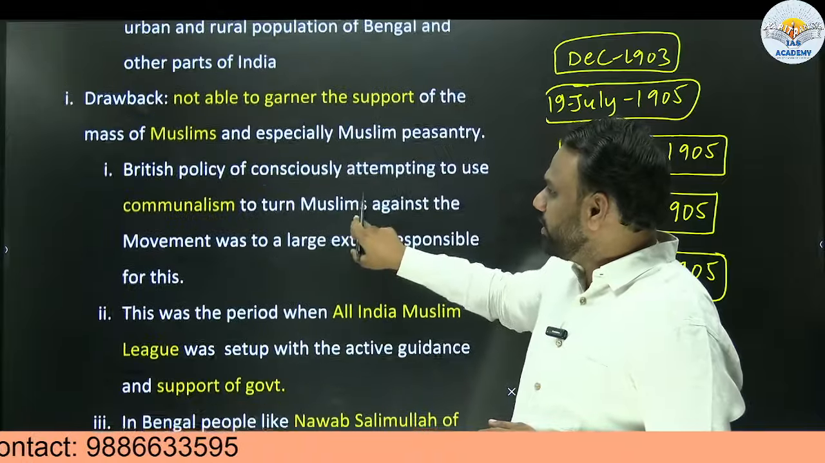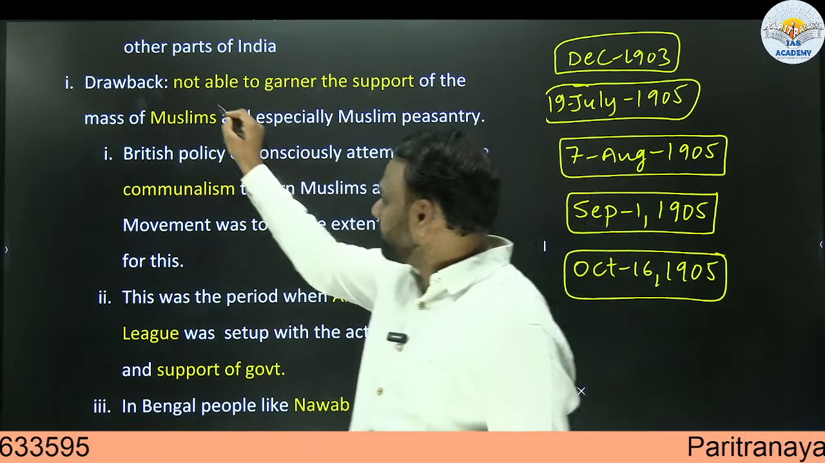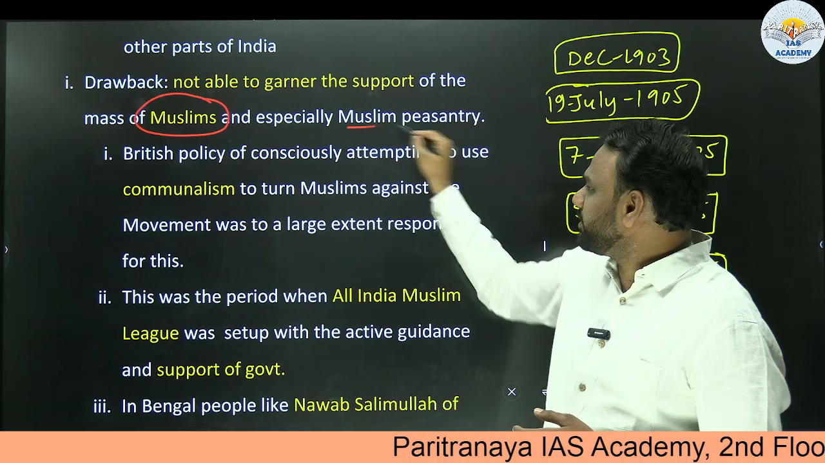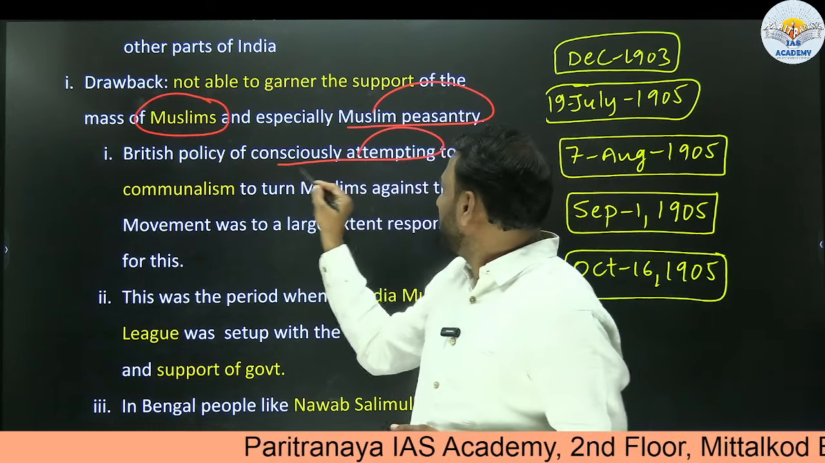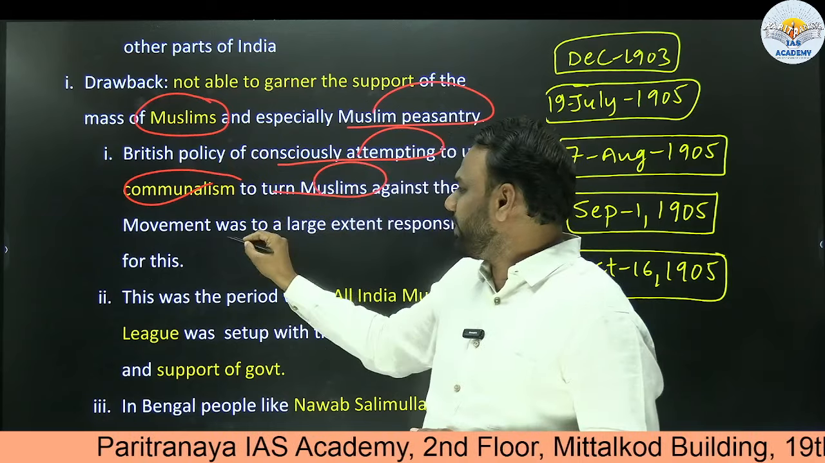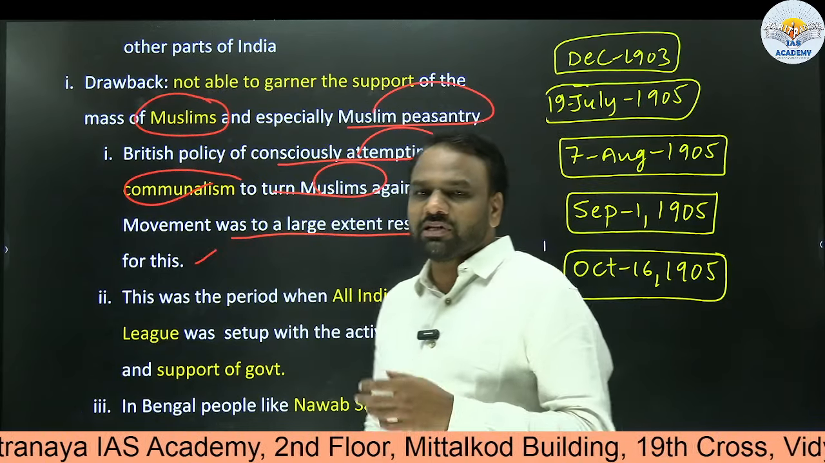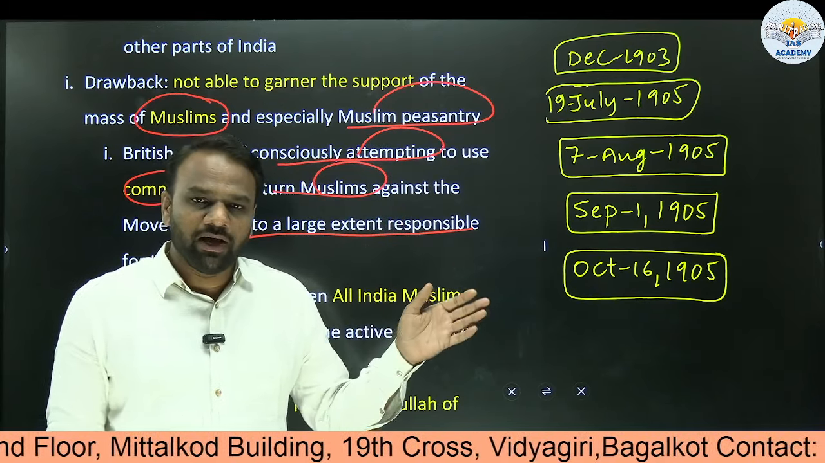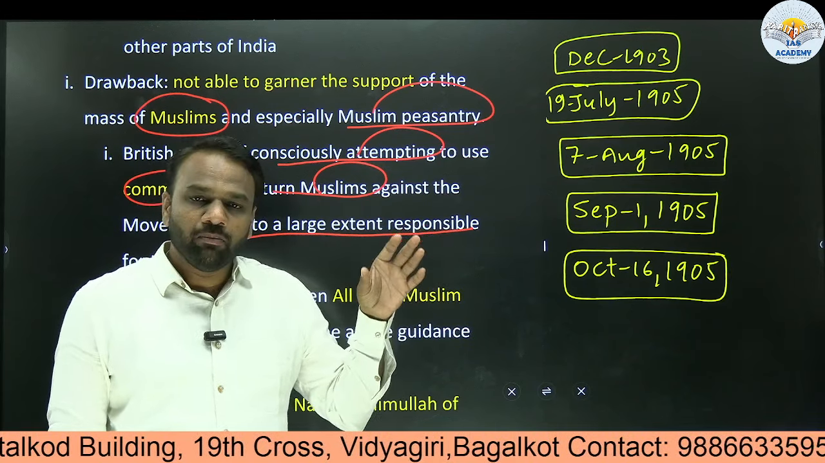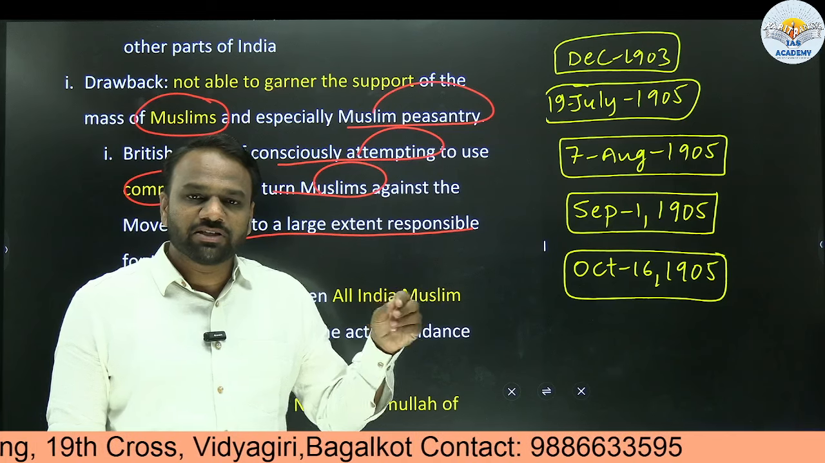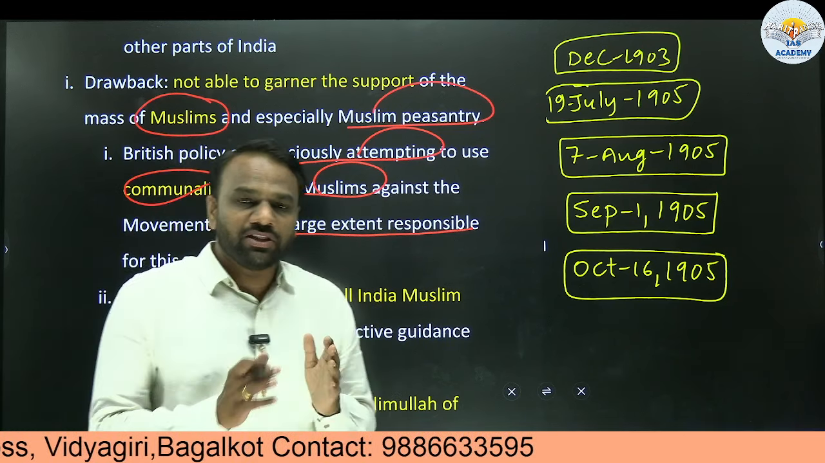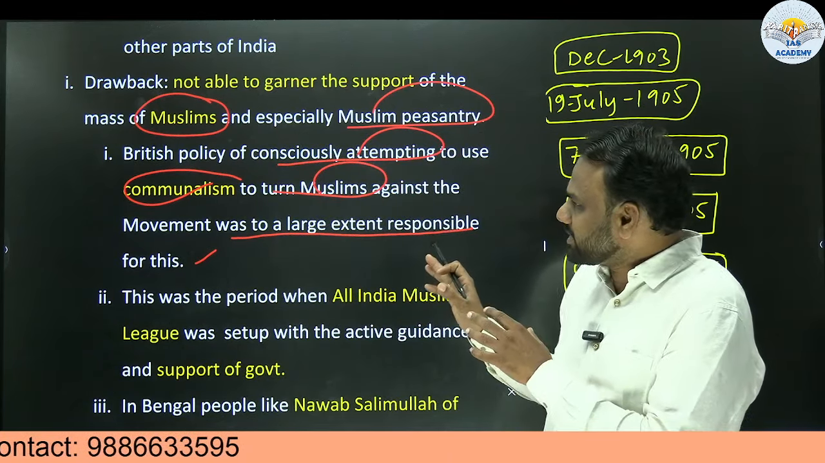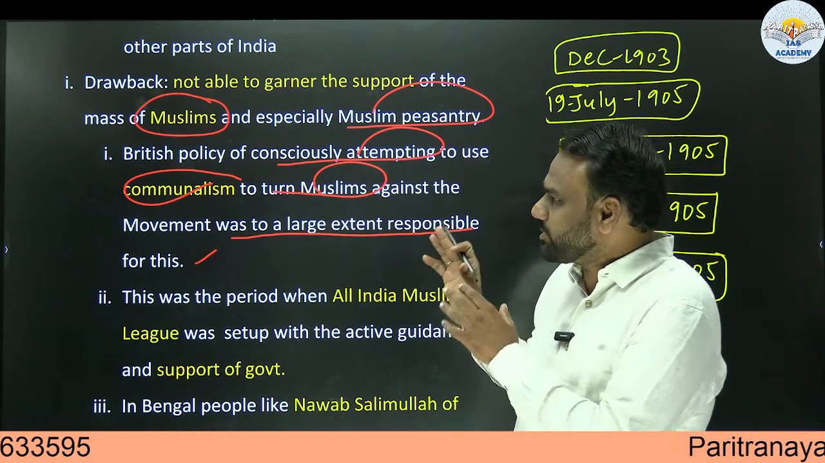One drawback was that it was not able to garner the support of the Muslims. So Muslim participation was not up to the mark. We are already aware of the reason, especially Muslim peasantry. British policy of consciously attempting to use communalism to turn Muslims against the movement was to a large extent responsible for this. Why was the Muslim participation in Swadeshi movement less? We already saw the example of Bengal's partition. Britishers wanted to partition Bengal by creating a Muslim majority Eastern Bengal, so Muslims could be used as a counter against the national movement as well as Indian National Congress. In this fashion, Britishers were playing a divide and rule policy. Because of this, most of the Muslims turned against Indian National Congress and the mass movement, so their participation was relatively less.